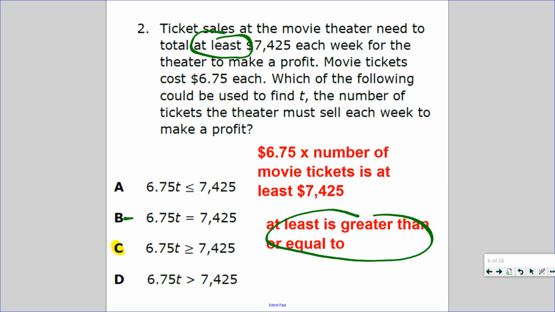So I know it can't be B. This means more than. This symbol means less than or equal to. So C is the only one that makes sense.